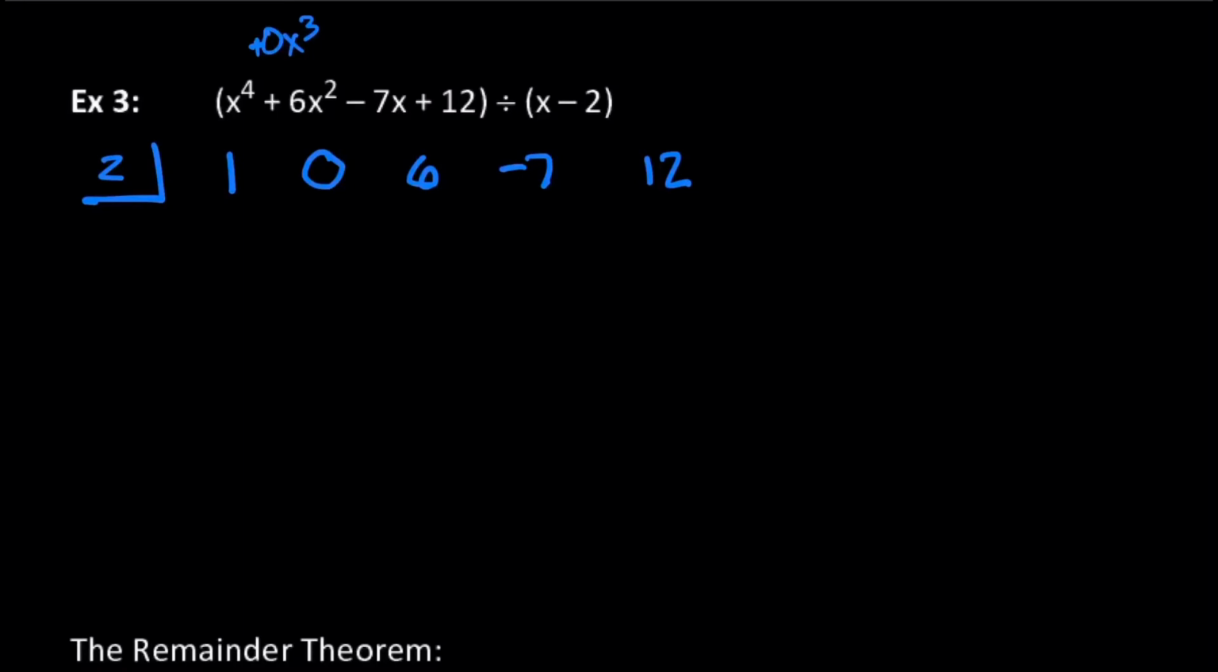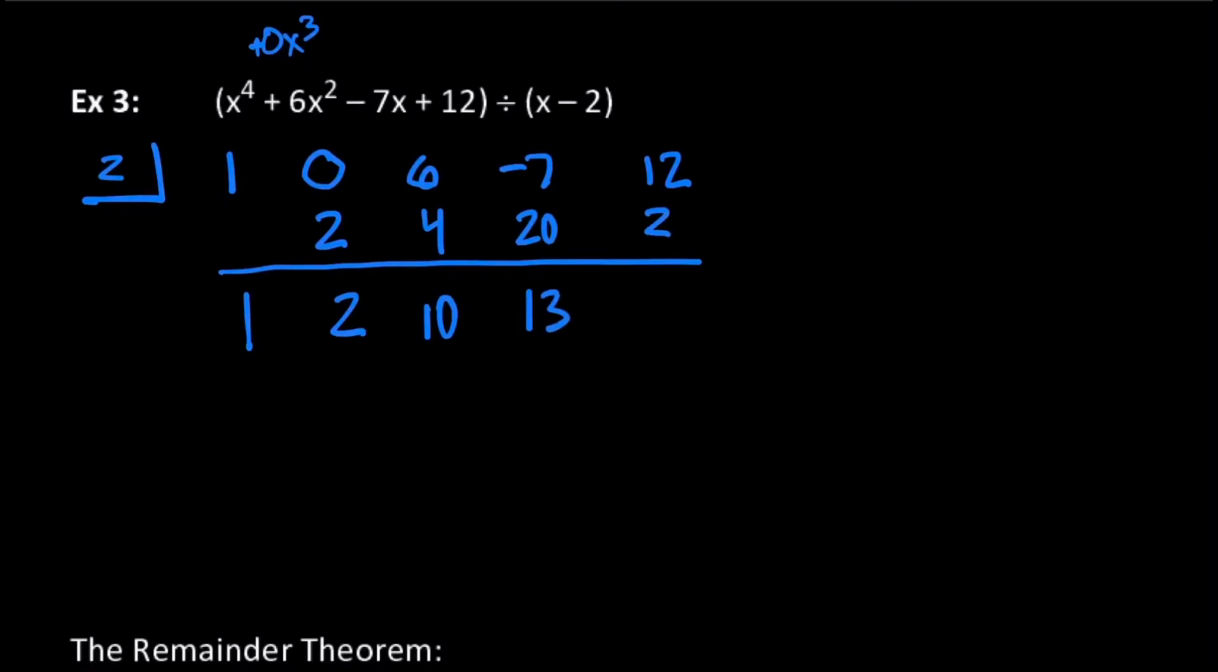All right, so now let's go through this process. This is the easy part. Bring down, multiply, add, multiply, add, multiply, add, multiply, add. All right, double check my arithmetic. That looks good. So now, what do these represent?